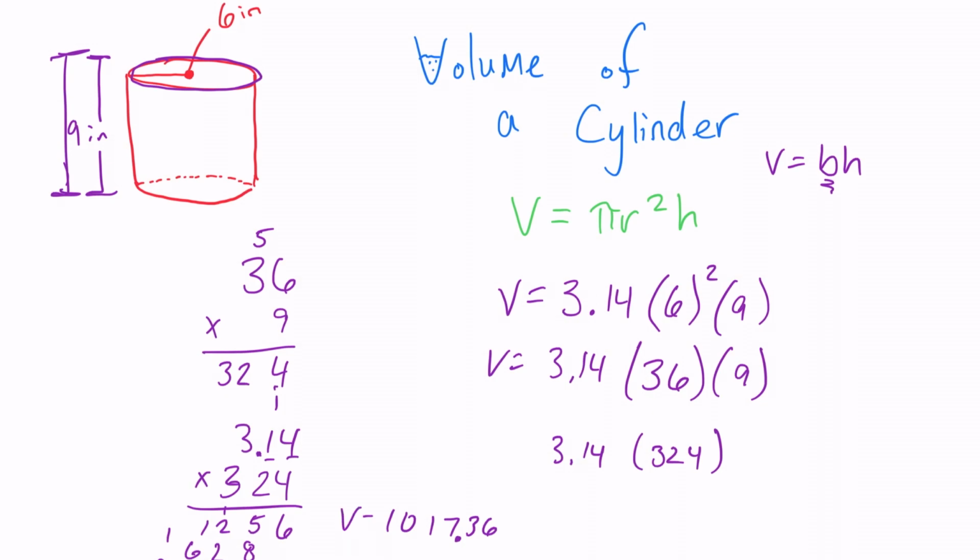So it should be 1017.36 for my volume, and that's going to be in inches cubed, because we are talking about a three-dimensional object and the volume of it, so we always use cubed in that case. So our solution then is volume equals 1017.36 inches cubed, and that is how we find the volume of a cylinder.